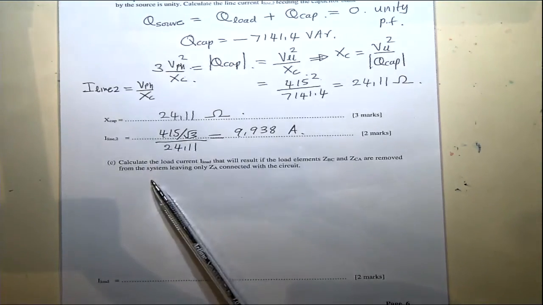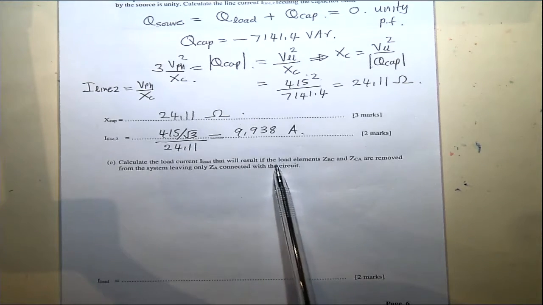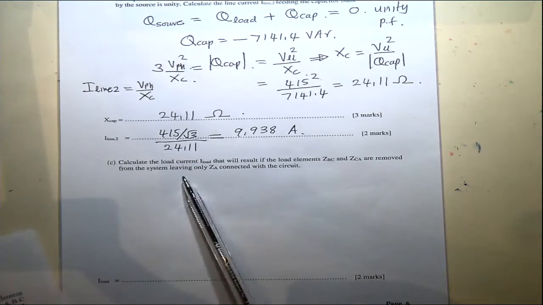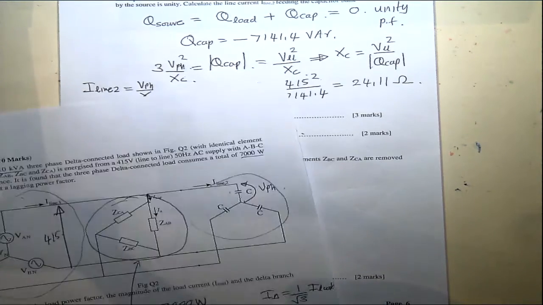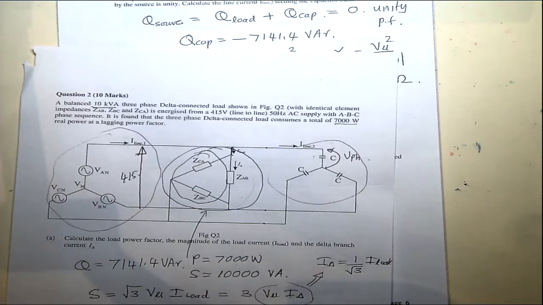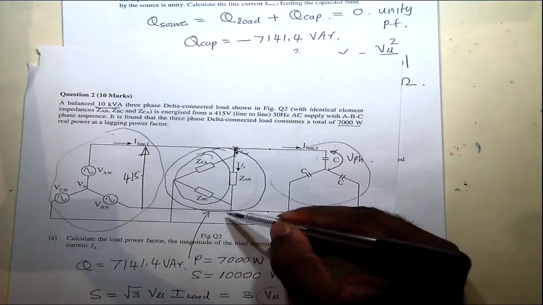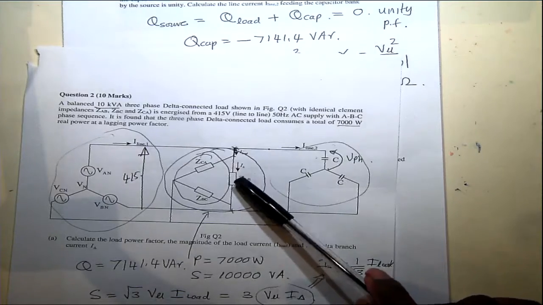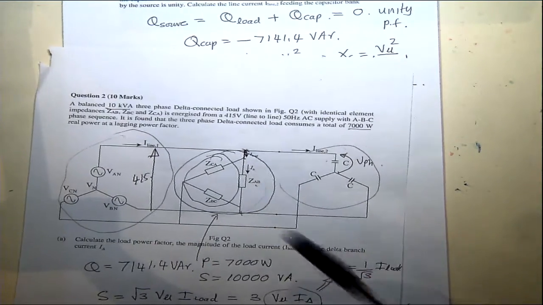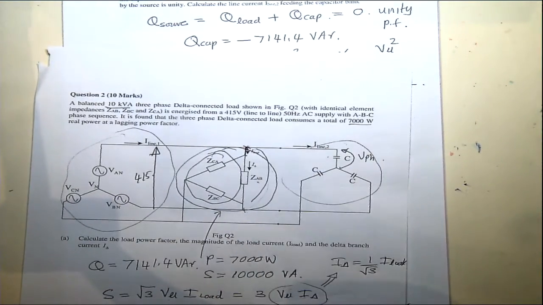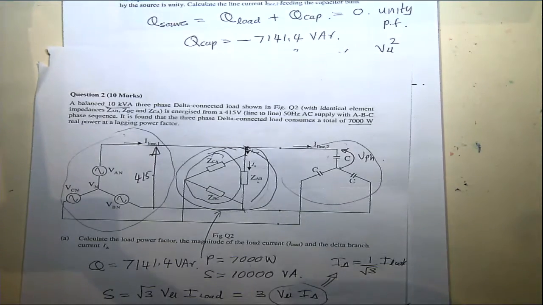For the last part, calculate the load current, I load, that will result if the load elements ZBC and ZCA are removed from the system, leaving only ZA connected. So you have to see what happens if these two elements are removed from the system, and then you just have this particular impedance across phases A and B. So the load current and the delta branch current are the same then. You have this 415 voltage across that particular element, and that will give you that delta current.